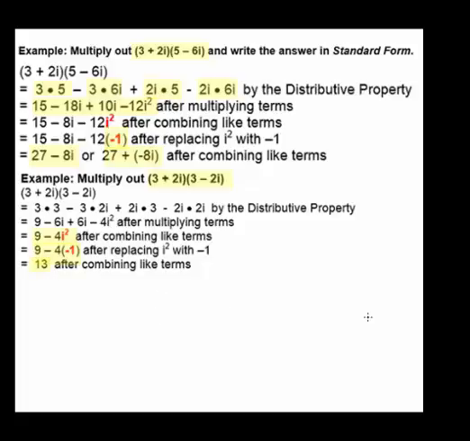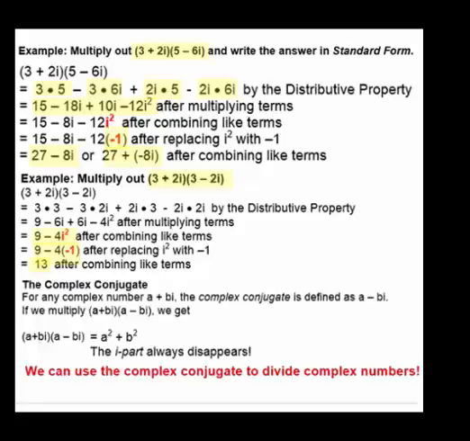And this is always going to happen when you multiply a complex number by a similar complex number that has a minus sign instead of a plus sign. And that similar complex number is called the complex conjugate. For any complex number a plus bi, the complex conjugate is a minus bi. And when we multiply a plus bi times a minus bi, we always end up with a squared plus b squared. The abi terms cancel and the i squared turns into -1.